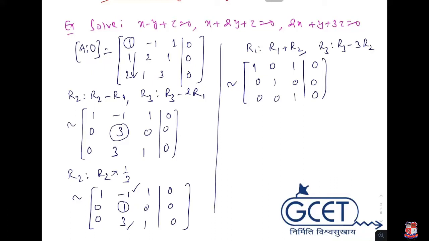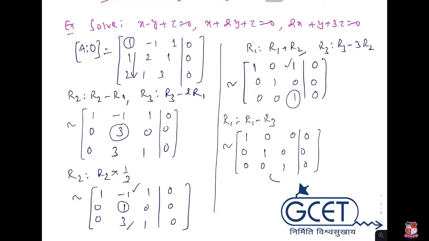Now this is already okay, this is now 1 here, so make the entry above this to be 0. So last operation R1, R1 minus R3, and so this is 1 0 0 0, 0 1 0 0, 0 0 1 0. So this is in reduced row echelon form.